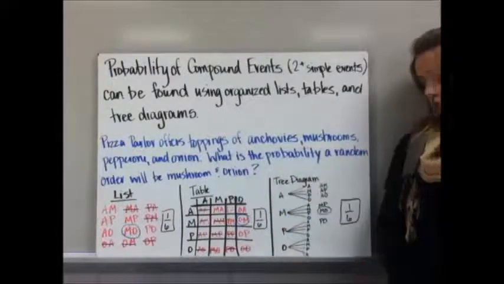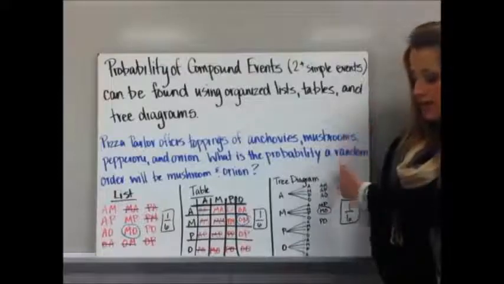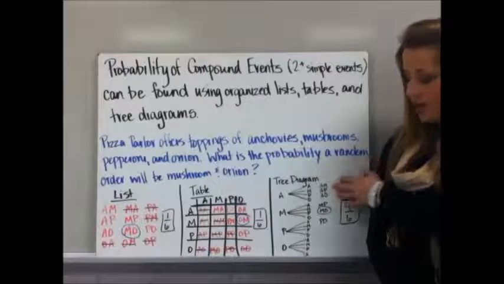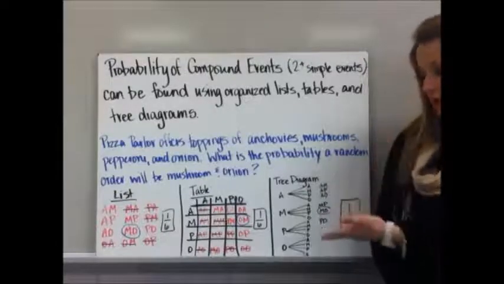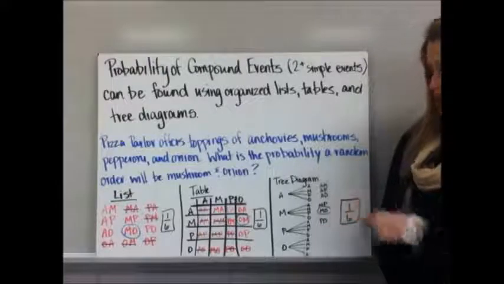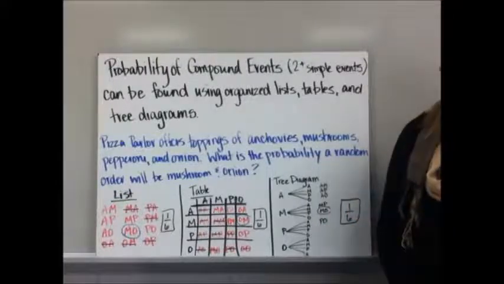Or I also have the tree diagram, and you can see where I, in the sample space, only listed the ones that aren't duplicated, and there's mushroom and onion, that's a 1 out of 6 chance.